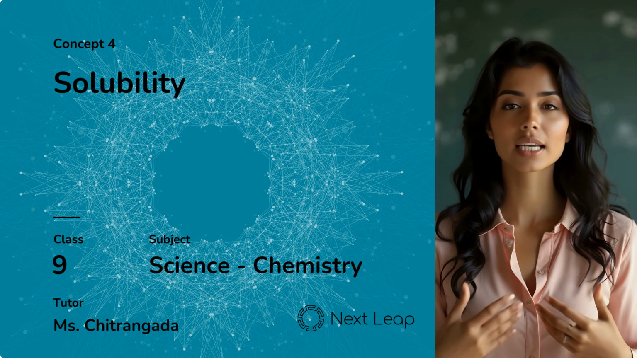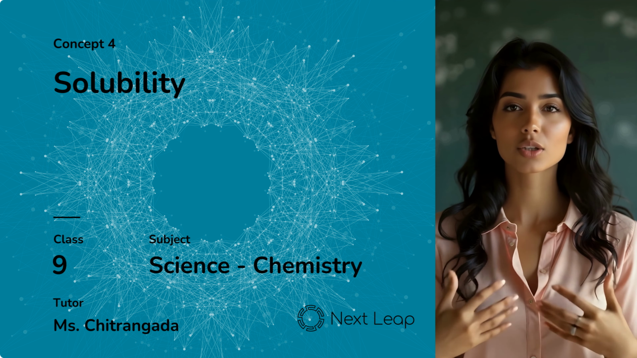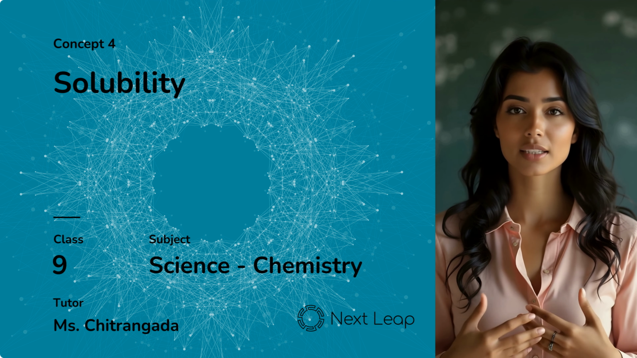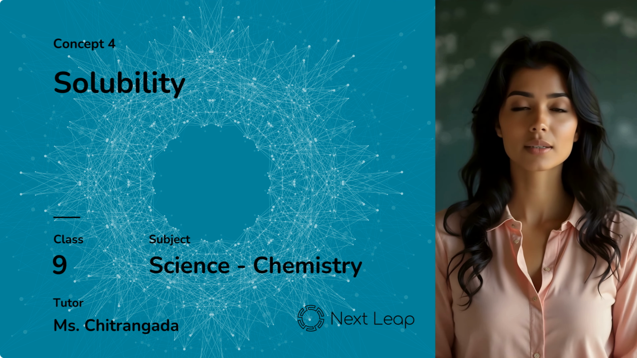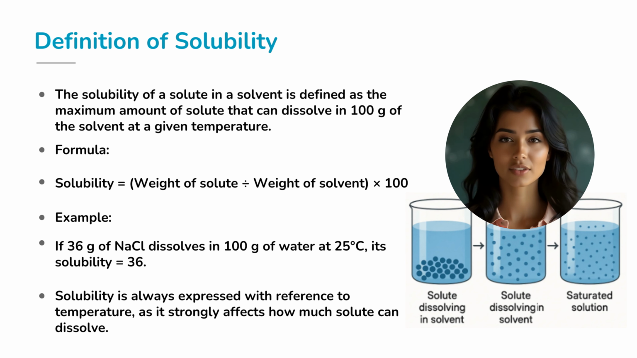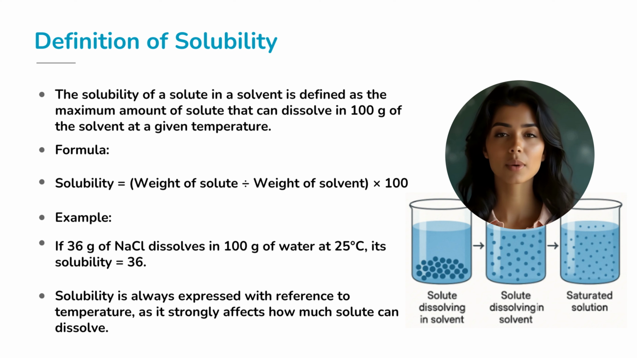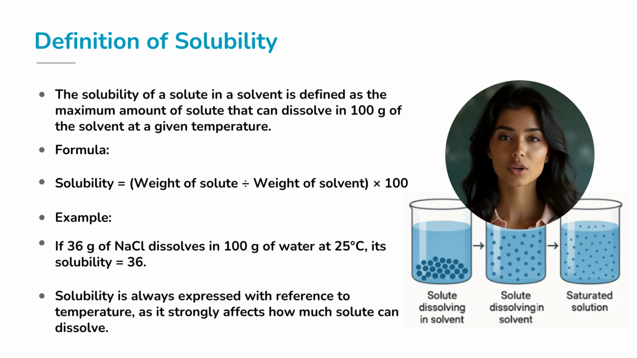As you watch the slide, think of your cup of tea. Why do sugar crystals sometimes settle at the bottom even after stirring? That's saturation in action. Now, let's define solubility more precisely. The solubility of a solute in a solvent is the maximum mass of solute that can dissolve in 100 grams of the solvent at a given temperature. Formula: solubility equals the weight of solute divided by the weight of solvent multiplied by 100.